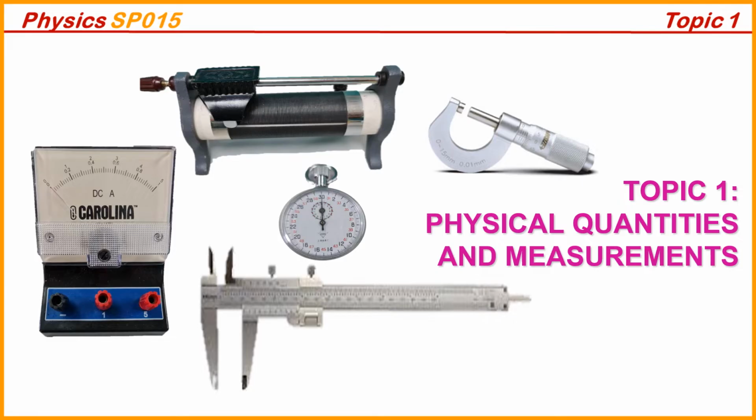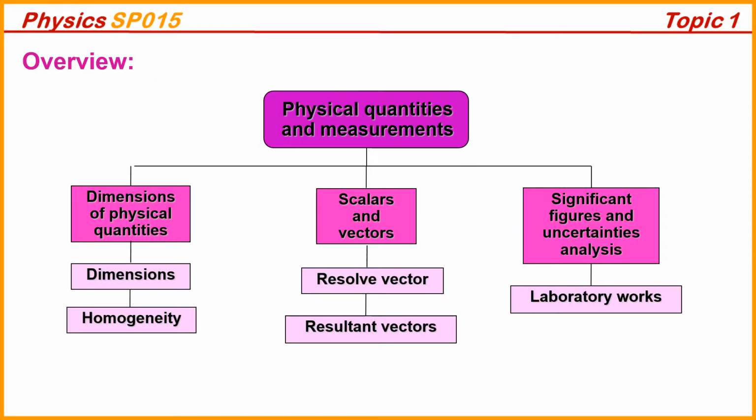First topic for the physics subject in matriculation. The title for the first topic is Physical Quantities and Measurement. This is the overview of the first topic. The first topic is divided into three subtopics. The first one is dimension of the physical quantities. The second one is scalar and vectors. And the third one is significant figures and uncertainties analysis. The third subtopic you will learn in your practical class.